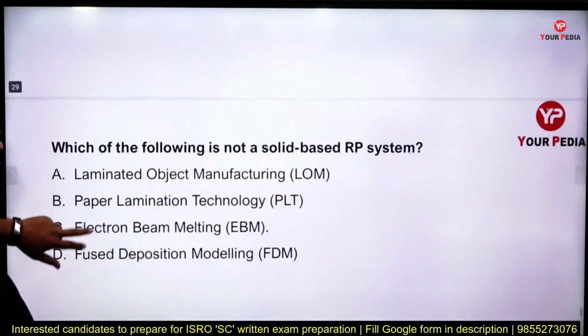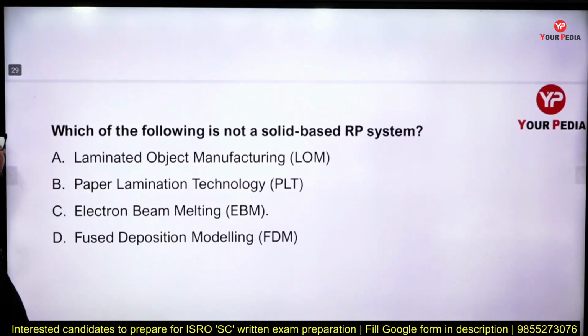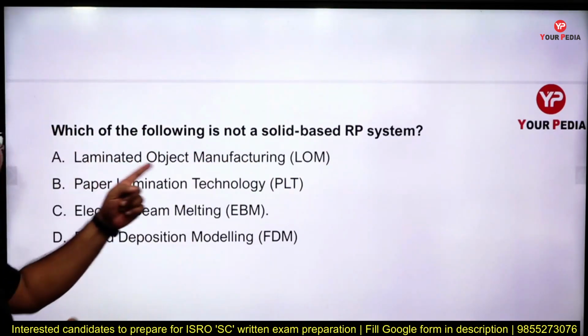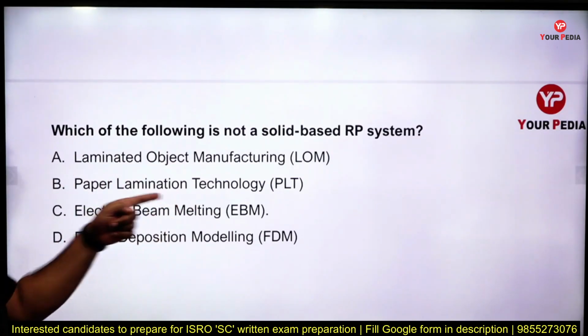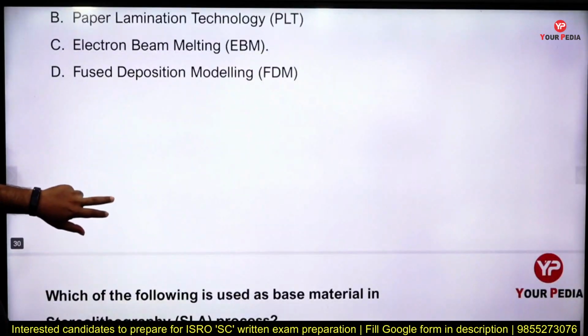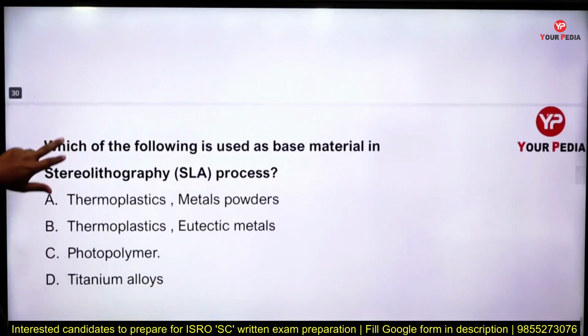Which of the following is not a solid-based rapid prototyping system? Laminated object manufacturing, paper lamination technology, electron beam melting. Remember, laminated object manufacturing is a solid manufacturing process. Paper lamination is also solid manufacturing. So electron beam melting is not a solid-based rapid prototyping system. It is a process in which the metal gets melted for deposition of the material. Yes or no?